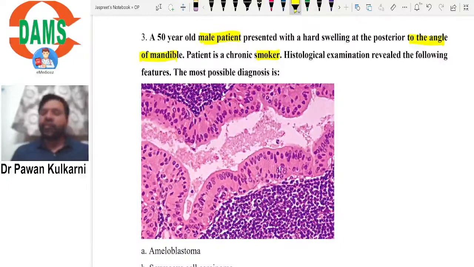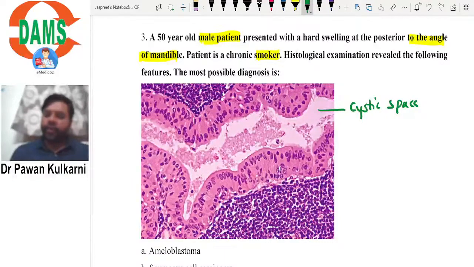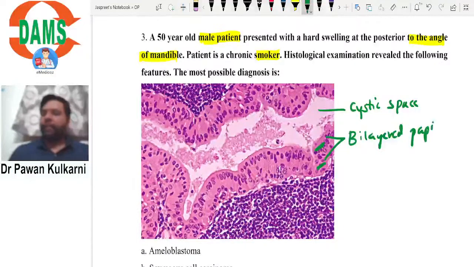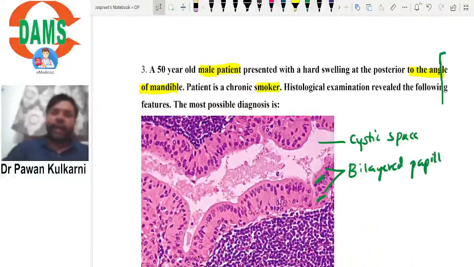Histologically, examination revealed the following features. Look at the image here. First of all, this is a characteristic image I want all of you to understand, where there is a cyst here, a cystic space. All of you can appreciate the cystic space, and you can appreciate this epithelium which is bilayered. Okay, two layers, one layer is here, one layer is here. It is a bilayered papillary epithelium.